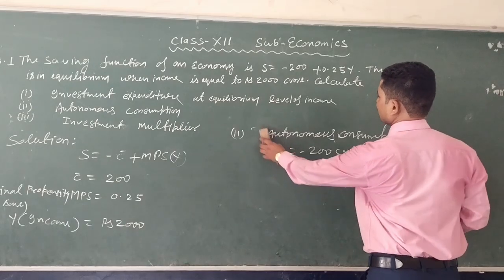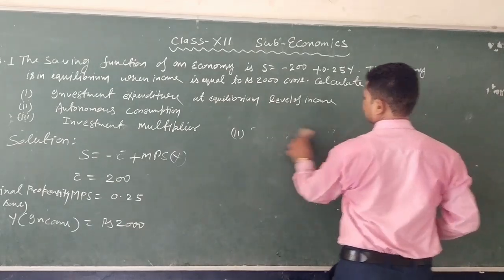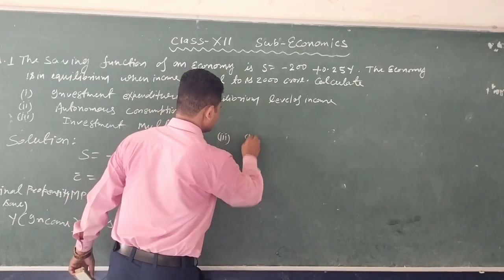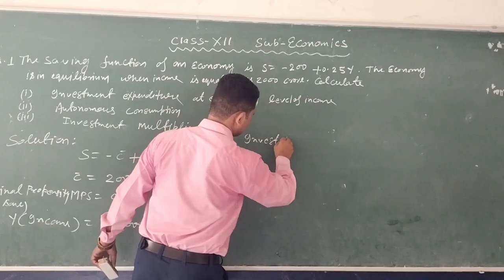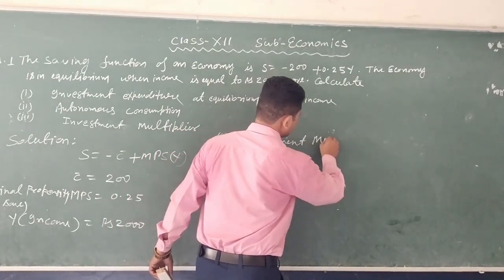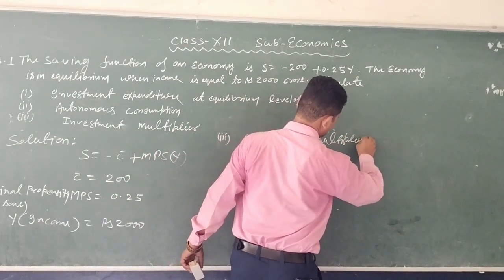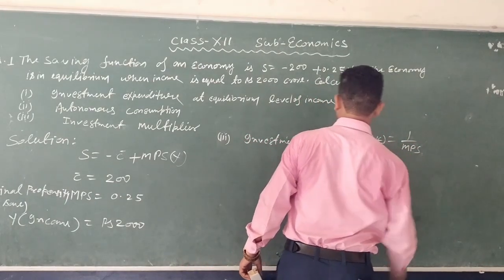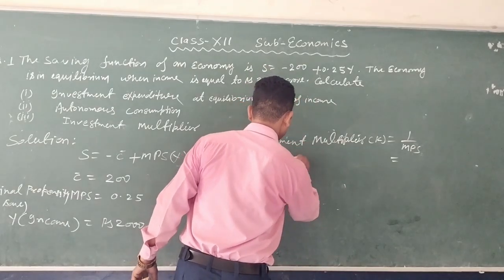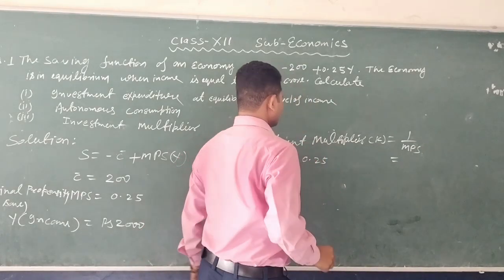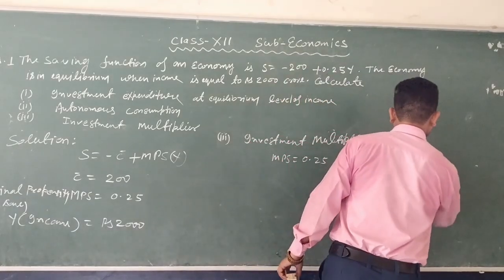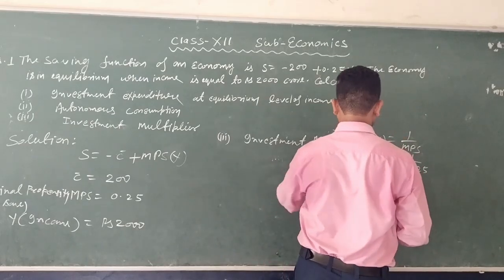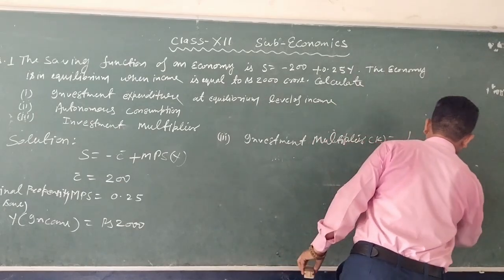Again, investment multiplier. Investment multiplier K is equal to 1 upon marginal propensity to save. The value of marginal propensity to save is given there as 0.25. So we put the values, 1 upon 0.25, we get 4. This is your answer.